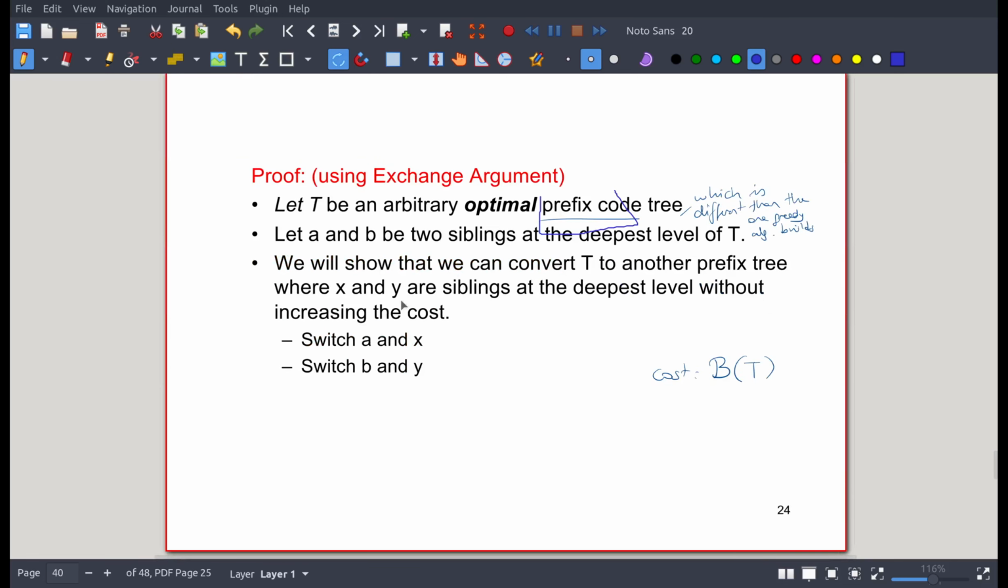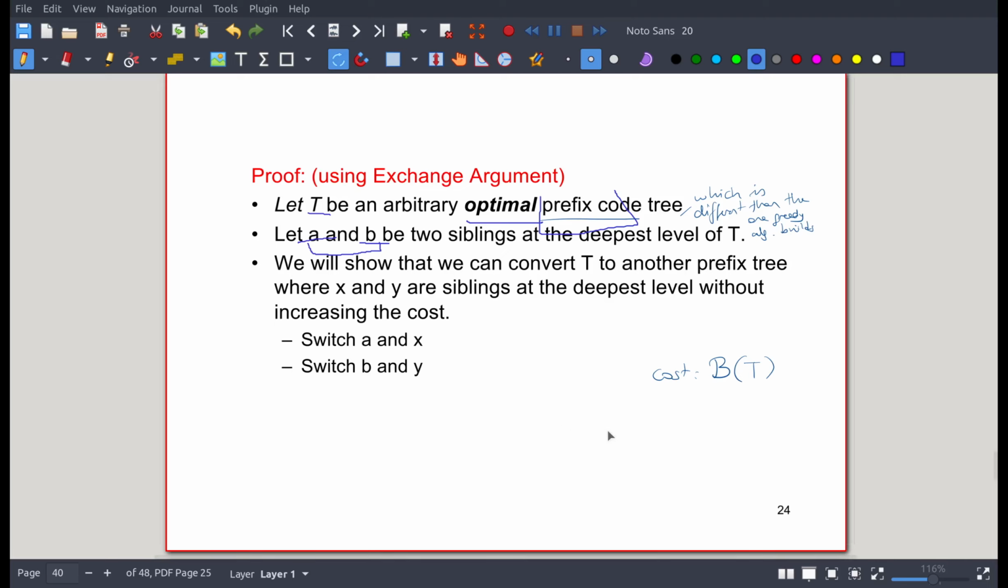So let's assume T to be some optimal prefix code tree for a particular input we have. Let A and B be two siblings at the deepest level of the tree. It doesn't have to be the lowest frequency, it just has to be the two deepest ones. So firstly, we're assuming that T is optimal. Secondly, we're saying A and B are siblings at the deepest level of the tree.